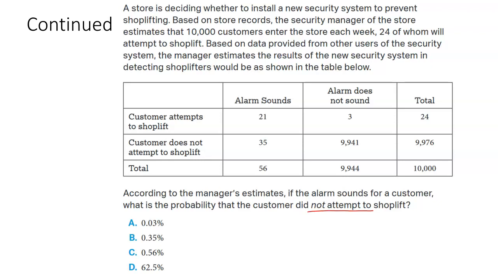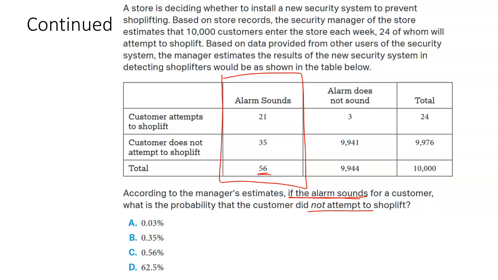So there's two important things to look at with the two-way table. If the alarm sounds for a customer, what is the probability that the customer did not attempt to shoplift? Well, since we're looking at if the alarm sounds, the only thing that I really care about is the instances in which the alarm sounds, which is what this column represents. The alarm went off. Those are the 56 times that the alarm went off.